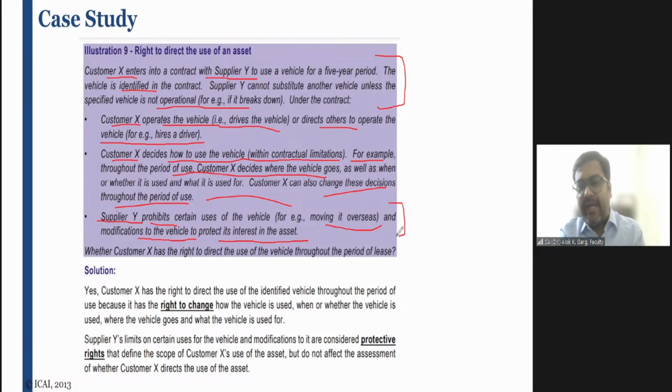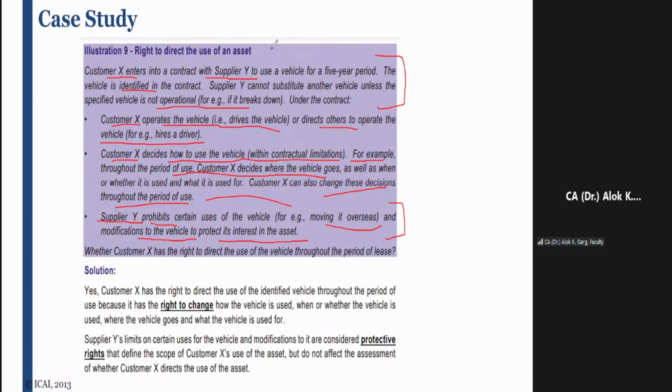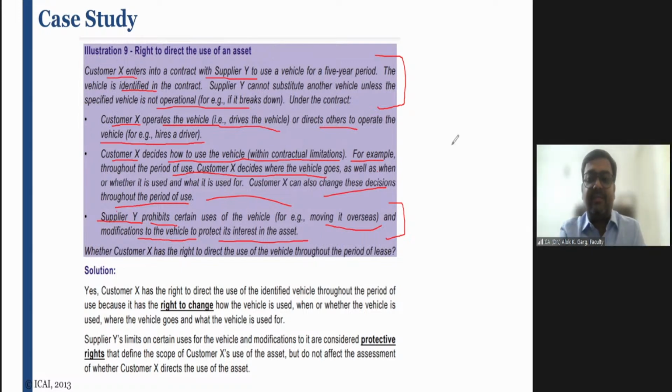So if you read this para, the supplier or lessor does not tell you how to use this asset and for what purpose this asset has to be used, right? He is not telling these things. He is only telling the things which protect his asset, right? For example, even if it were your own car, you cannot take your own car to China, Japan, Sri Lanka, or Thailand, right? Because you don't have the right or permit to take this car outside India.